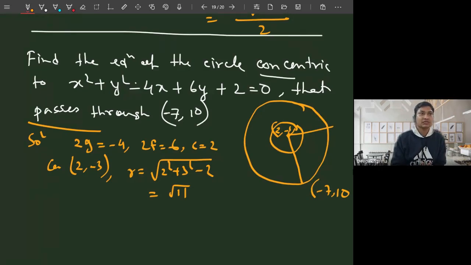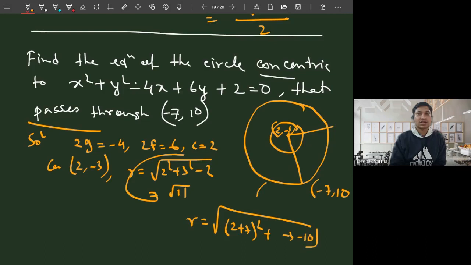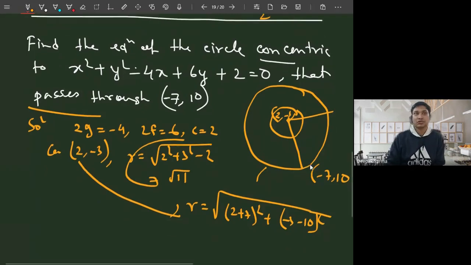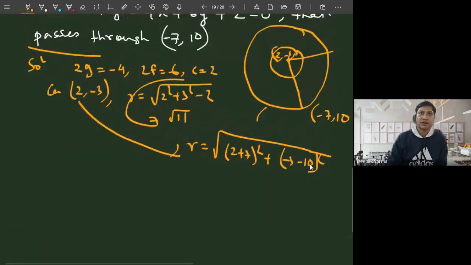So radius of the new circle: for this circle, radius is root over, maybe, 2 plus 7 whole square plus minus 3 minus 10 whole square. If you simplify it, you get the radius. And center is same, 2, minus 3. So once you know the center and radius, you can find the equation of the circle.